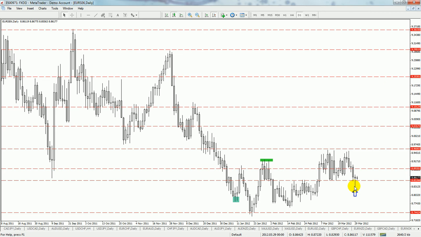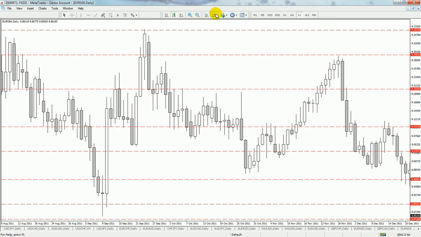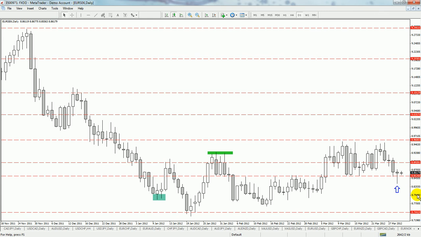So, it's up to you if you want to trade these ones. But I would just want to show you because this is a good one. It's a good setup. I like it. I think it's definitely worth taking a look at.